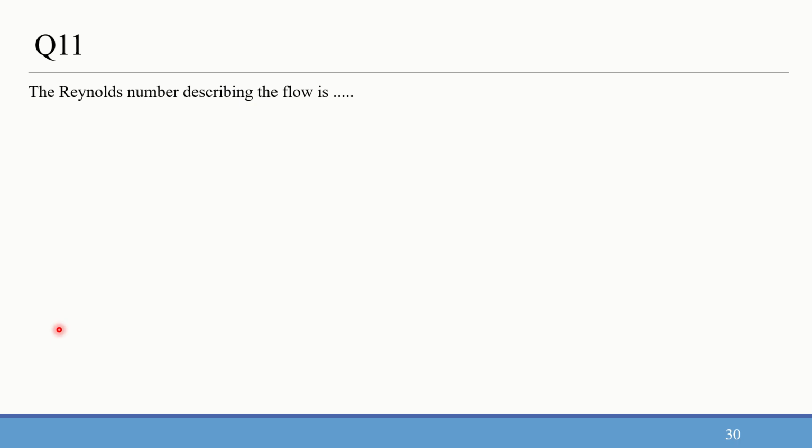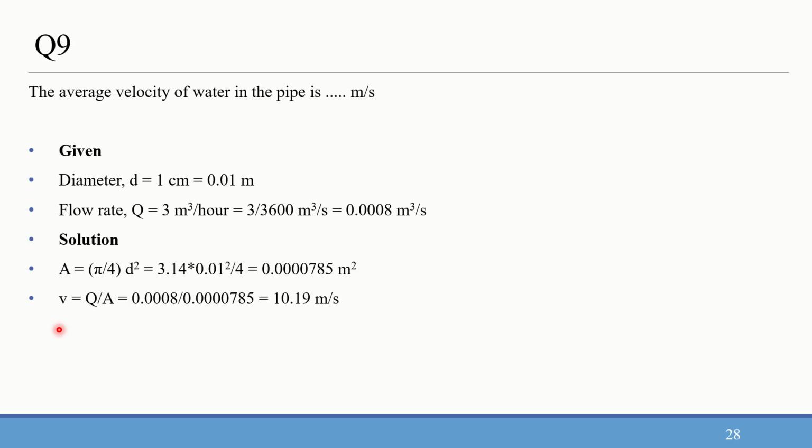Okay, Reynolds number describing the flow is dash. And it is option, okay, we need to calculate it. So Reynolds number Re is equal to rho V d by mu. So rho is again the density of water. V we calculated, d we know, mu also we know. So just substituting it will give us the answer.